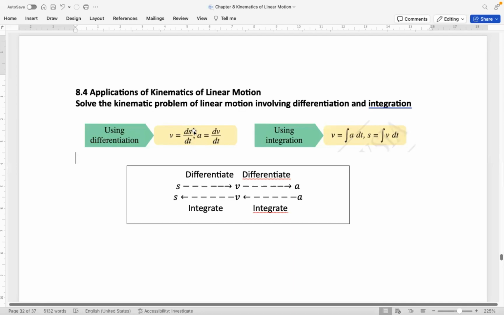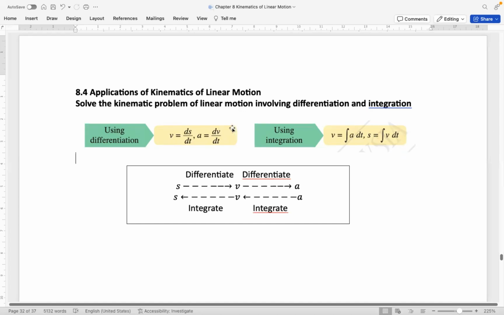If you are given a displacement function and the question asks you to find the velocity function, then v equals ds/dt. We do differentiation. Whereas if you are given a velocity function and the question asks you to find displacement, then we perform integration. s equals the integral of v dt.